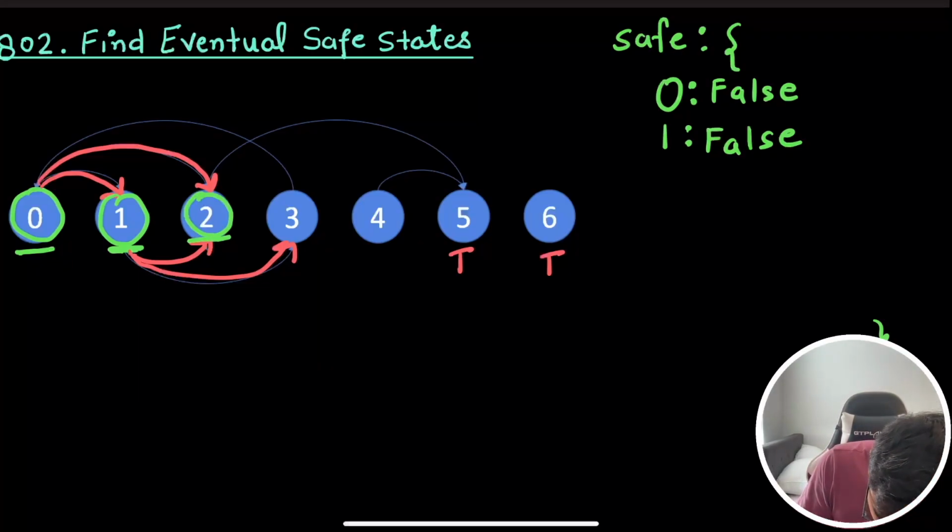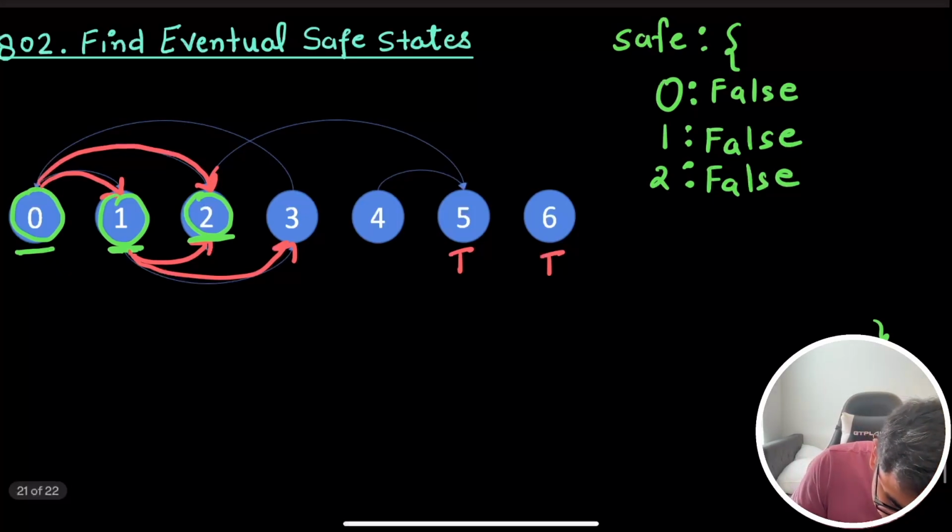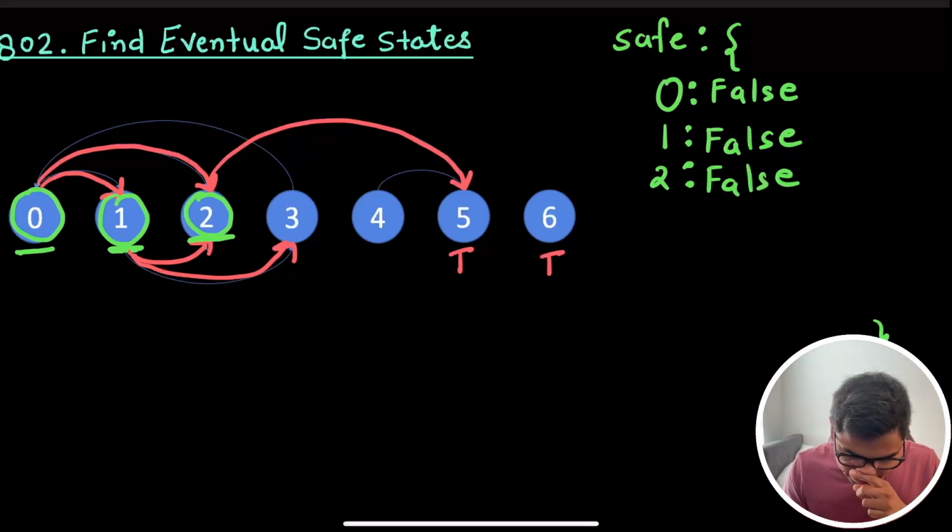I'm going to mark it with one green line, and then I'm going to say 2 is false, right? Then I'm going to visit all the neighbors of 2. 2 has only one neighbor, so I'll go to that neighbor and visit it. Now I'm going to start visiting 2's neighbor, which is 5.